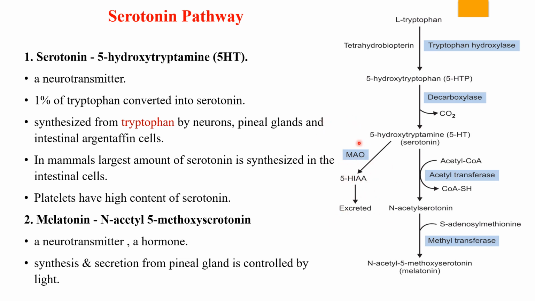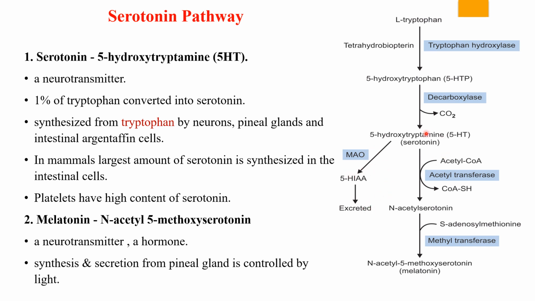So MAO is a very important enzyme system, and you have seen in the previous lecture on tyrosine metabolism that it is also responsible for conversion of epinephrine to metanephrine, and metanephrine is converted into vanillylmandelic acid in the presence of MAO.